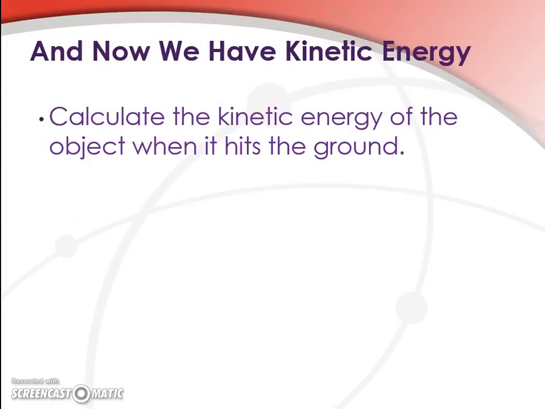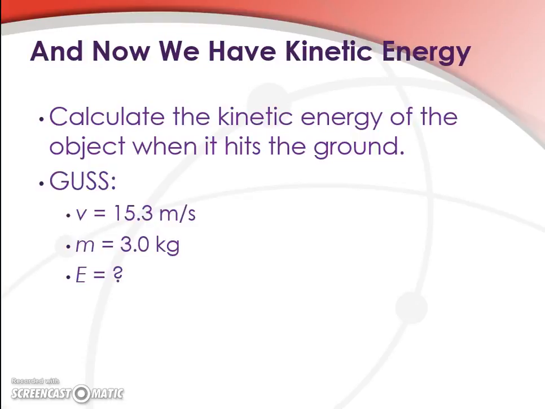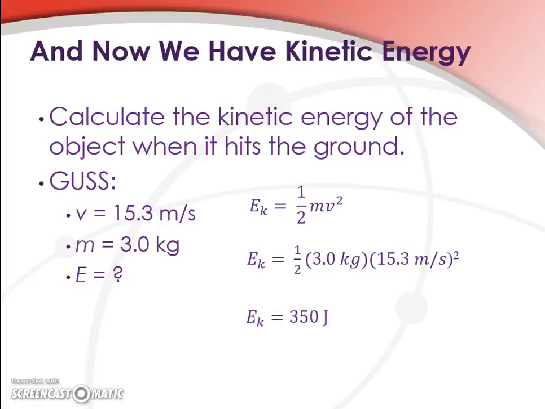Okay, now here's where it gets interesting. Now we've got kinetic energy, and we can calculate that. So we have a speed. Since we're going to keep comparing these numbers, we're going to keep an extra significant figure here. Our speed is 15.3 meters per second. Our mass is 3 kilograms again. Kinetic energy is a half mv squared, as we know. Substitute in, and our kinetic energy is 350 joules.